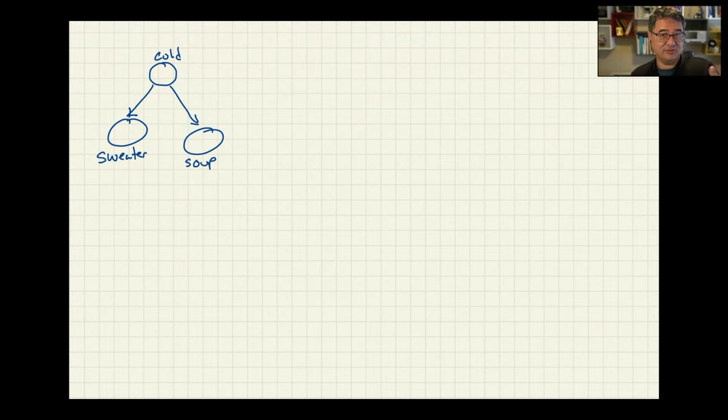But I could also flip those around. I could calculate what's the probability that it's cold outside given that I'm wearing a sweater? And what's the probability that it's cold outside given that I'm drinking soup? So I can actually calculate both probabilities. And I can even do more wacky stuff, like if I'm wearing a sweater, what's the probability I'm also drinking soup?